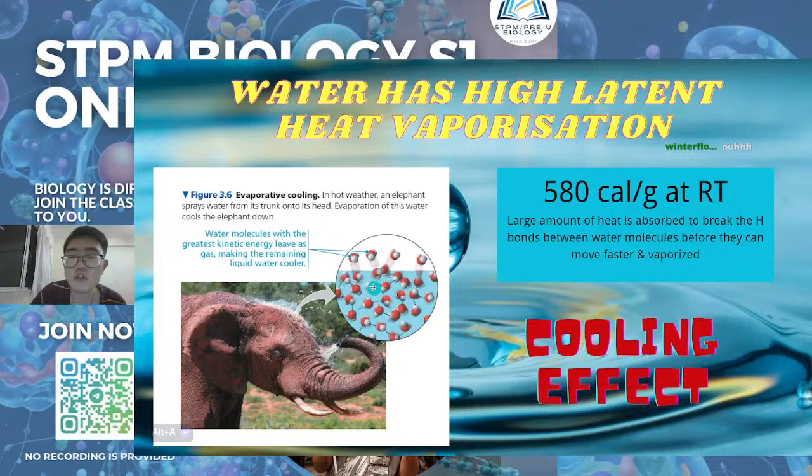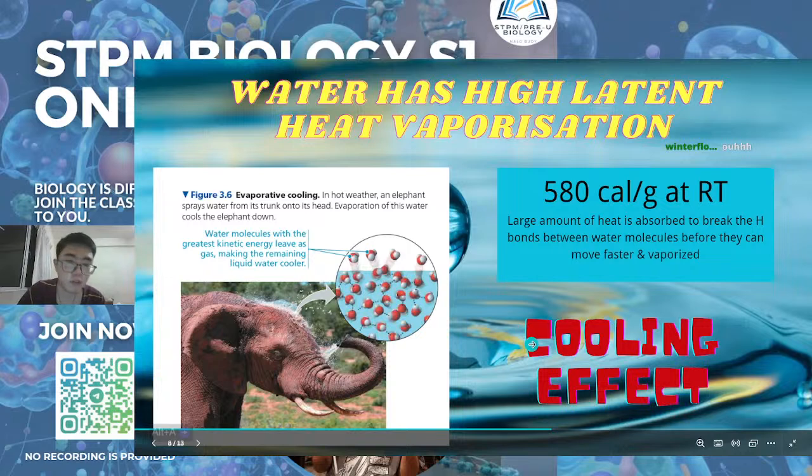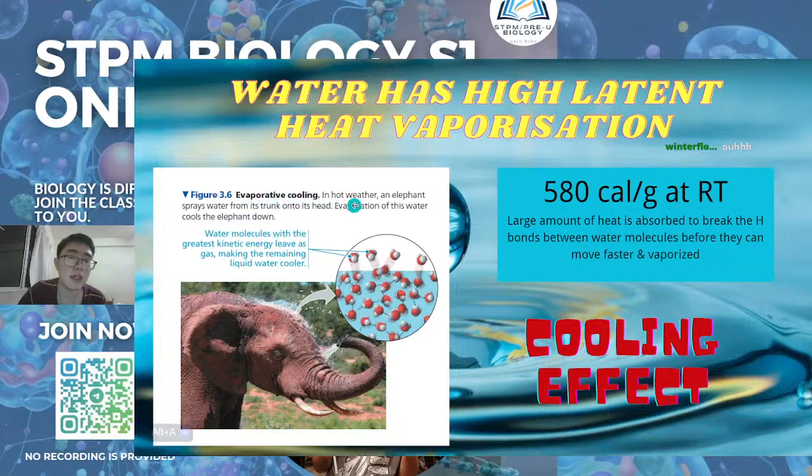So if we want to vaporize water molecules, it is usually very difficult because of this property. So this will provide a cooling effect for you. In evaporative cooling in hot weather, you see that the elephant will spray water from its trunk onto its head, right? Evaporation of this water cools the elephant down. This is the same as our human.